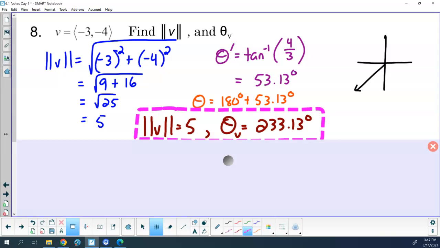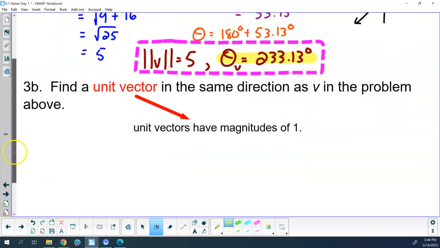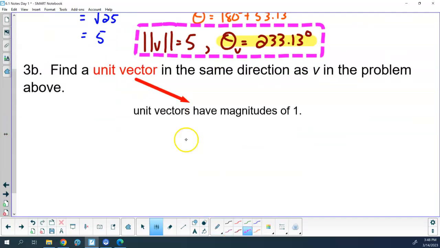Last concept for the day is now we want to find the unit vector. So a unit vector is in the same direction as any vector that we want, but it only has a magnitude of 1. Okay? So if you have the direction angle, which we have the direction angle for vector V, it's right here, is my direction angle. We know that the magnitude is 1. Come on down for me. There we go.